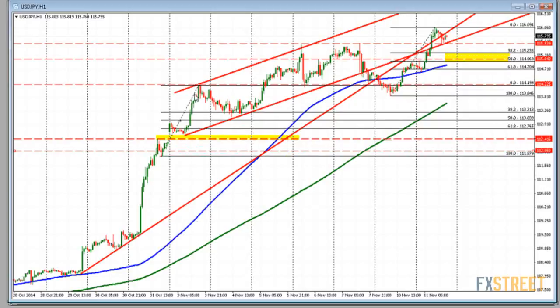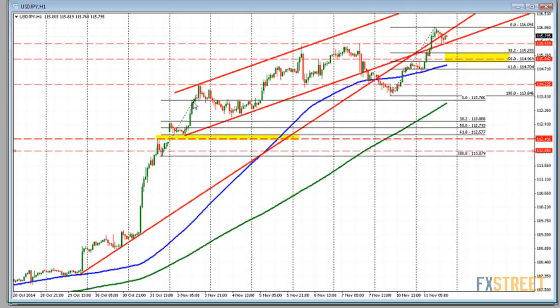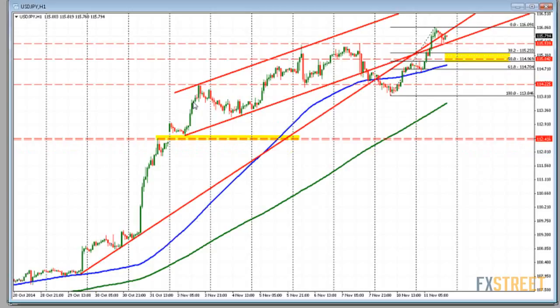So anyway, it's just a measure of corrections. Markets trend and they correct, or they tend to trend and they correct. And I need to know if the buyers are still in control, and that's what I try to look for.